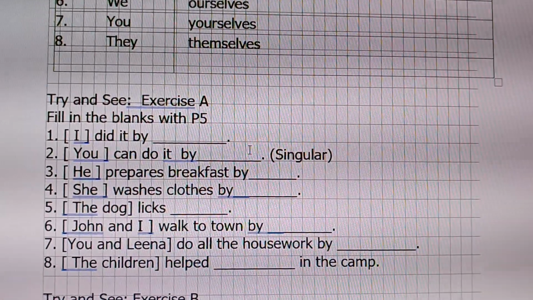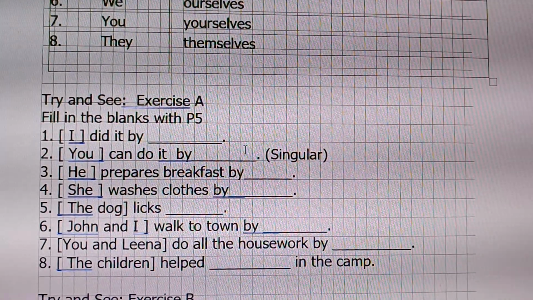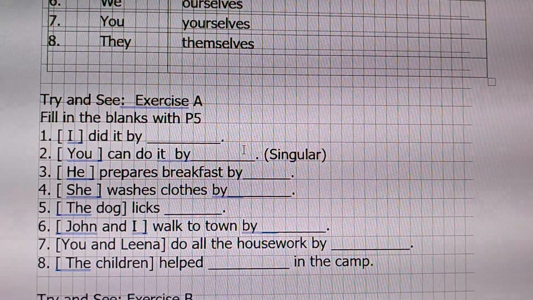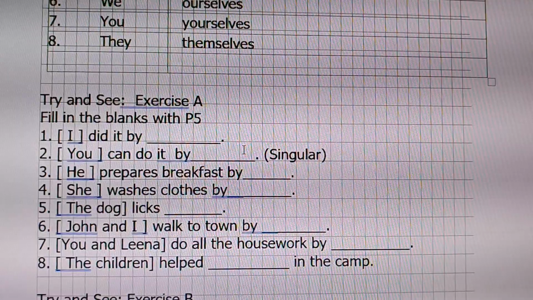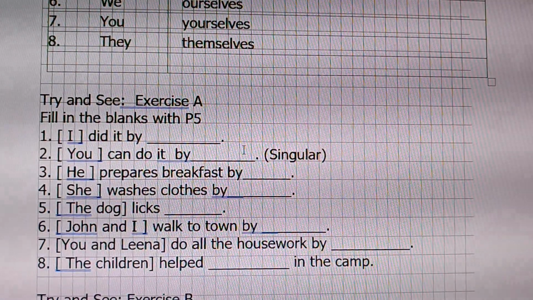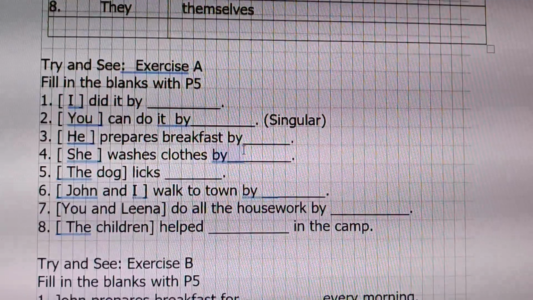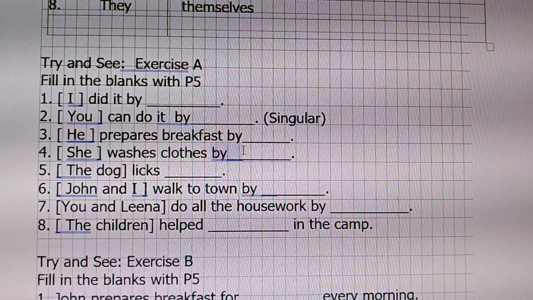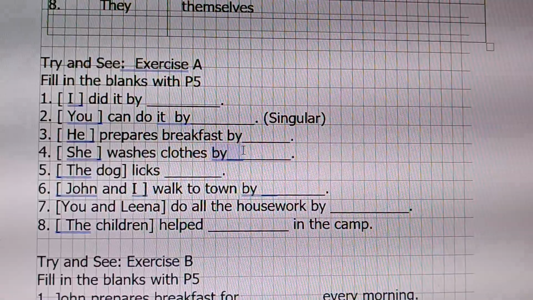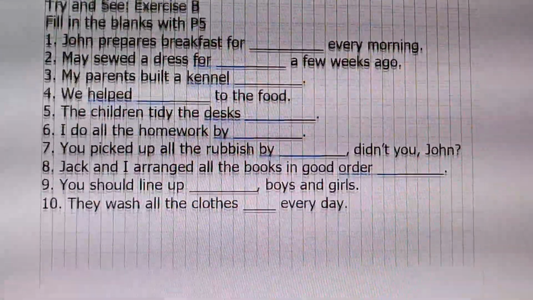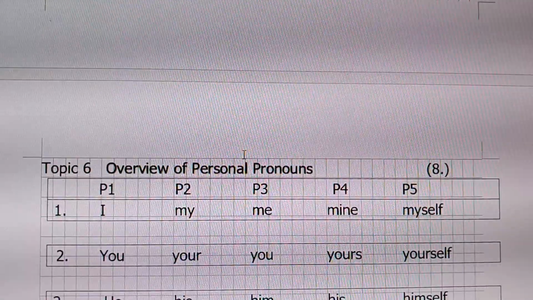So try this exercise and see. Try number 1. I did it by myself, right? Number 2, you can do it by singular yourself, ending in F. Okay. Number 7, you and Lina do all the housework by, of course, yourselves, plural form. You and Lina. Okay, try this exercise.